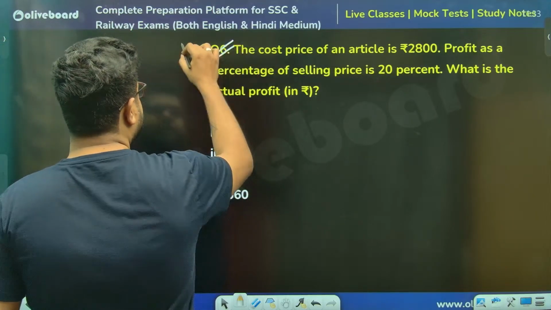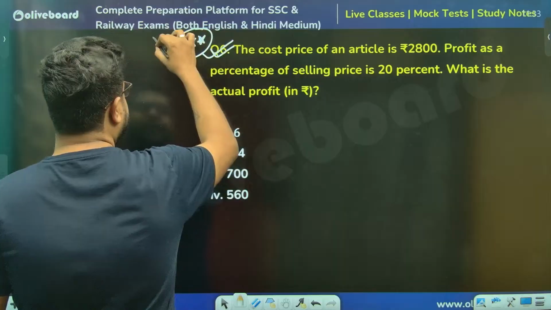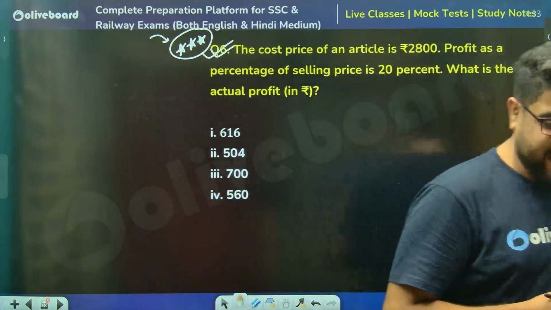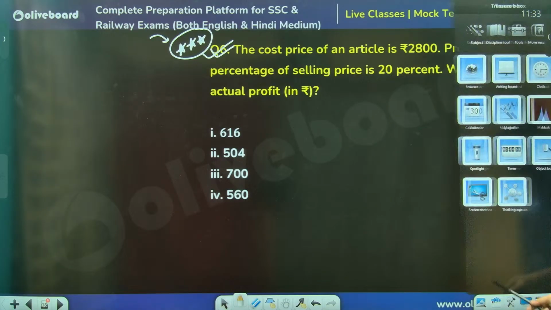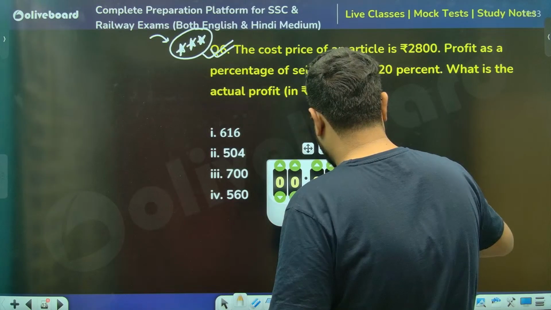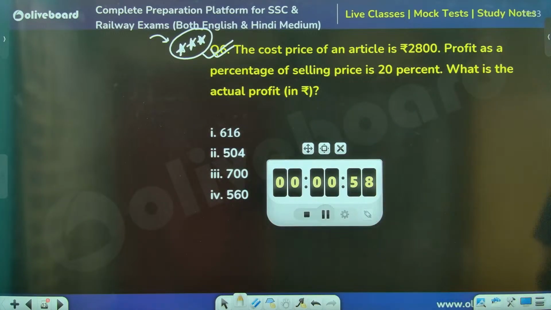Put 3 stars to this question. One of the most favorite types of CGL. Please solve. I'm giving you some time. But there is a problem in the timer software. Whenever you give a timer, there is a problem. Let's do it, everyone.